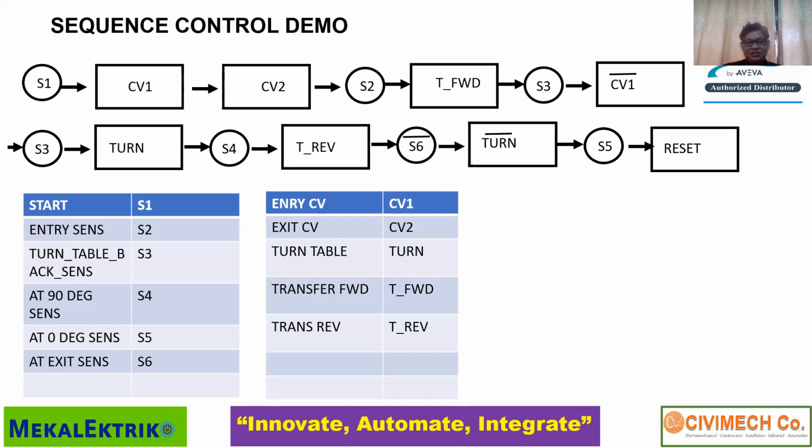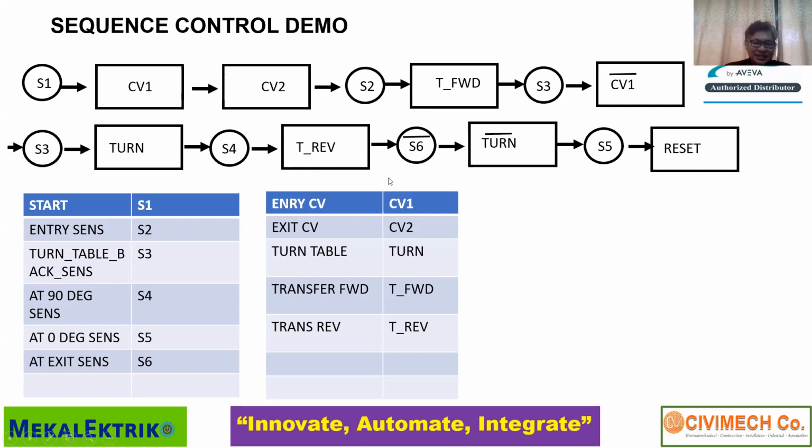not CB1. It means you have to stop conveyor 1. Means not CB1, you have to stop CB1. Then it will be at S3, still in S3. Turn. Then you have to turn the table. Rotate. Then it will hit the limit, which is S4, the at-90-degrees sensor. It will transfer reverse. So after transfer forward, it will transfer reverse. Of course, you must do the proper interlocking of reverse and forward on your system.